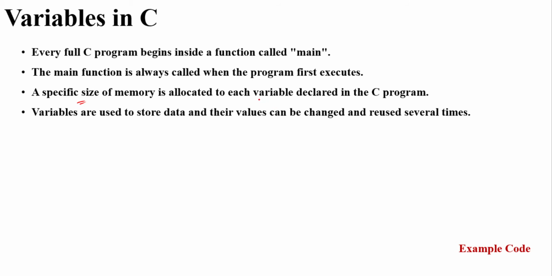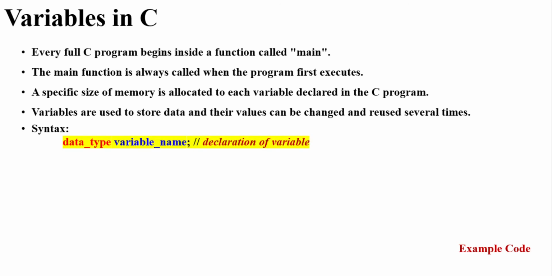Every variable that we declare in a C program is allotted a specific size of memory. I will show you that when we talk about the example programming. These variables, depending on their data types, can have different sizes of memory. We can store data in the memory. At the same time, we can use the same variable for different values, storing different values in the variable according to our need.